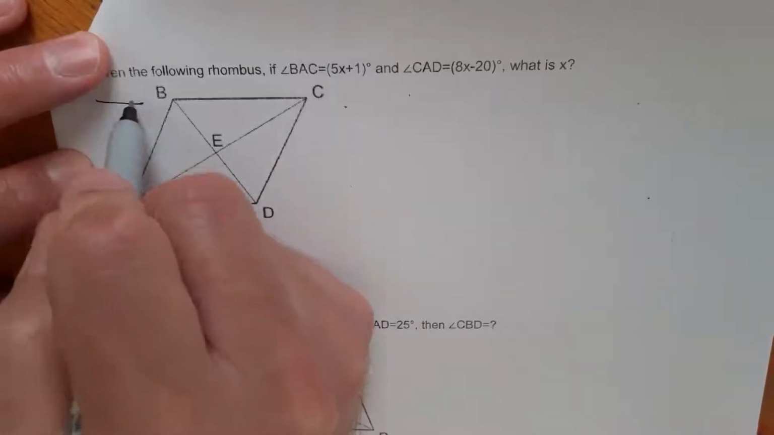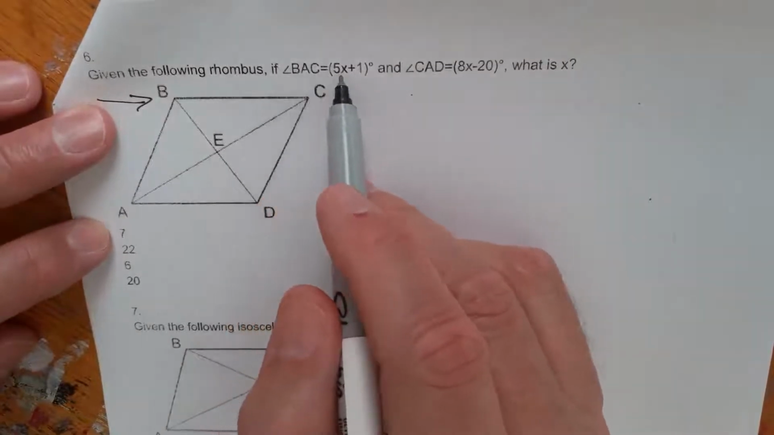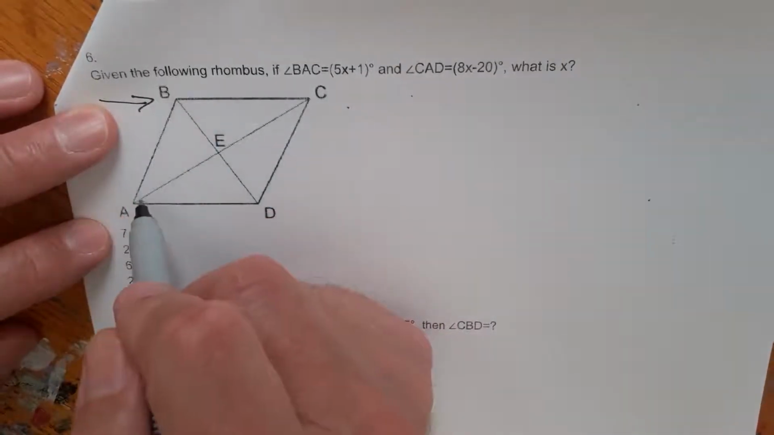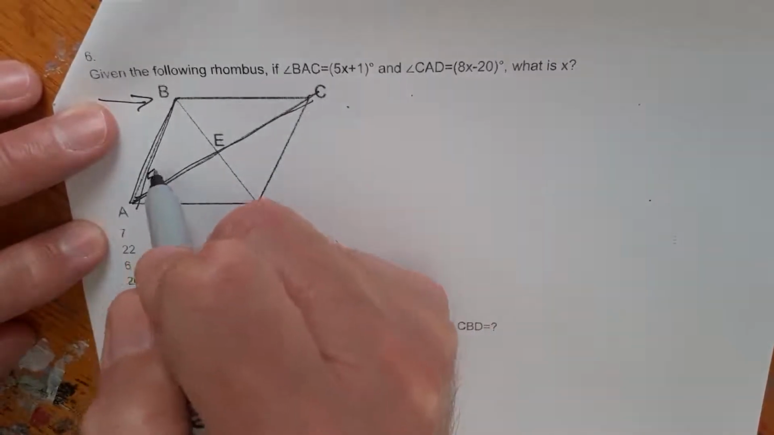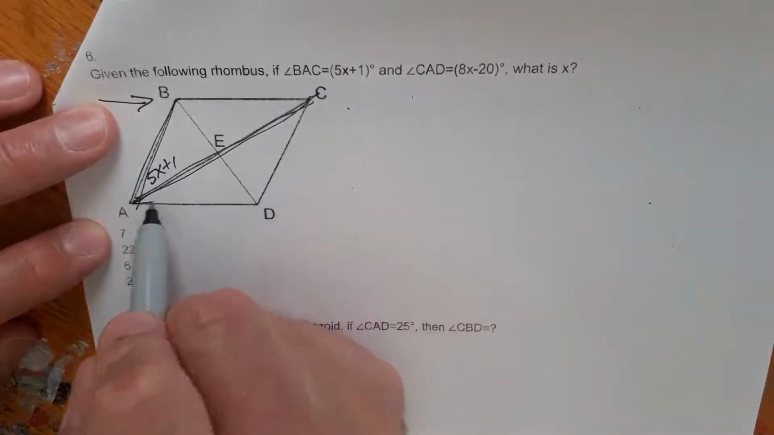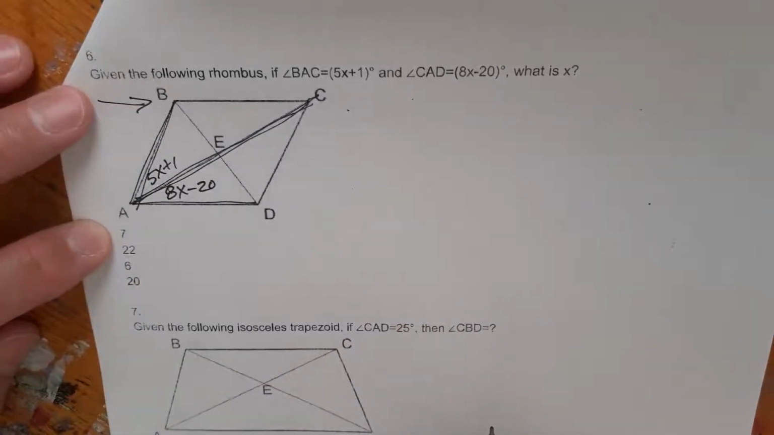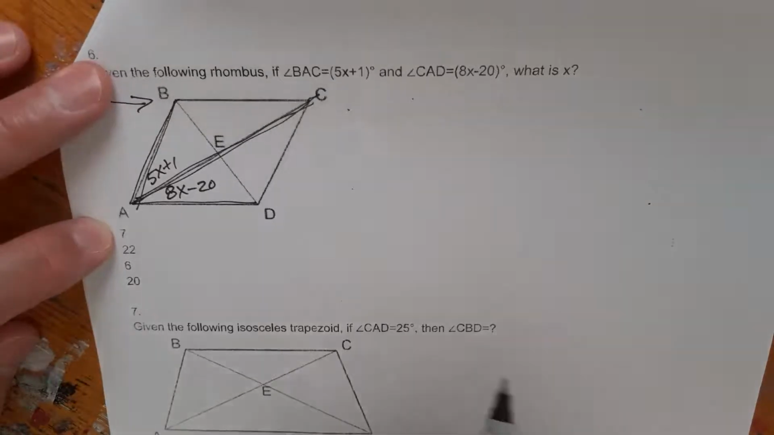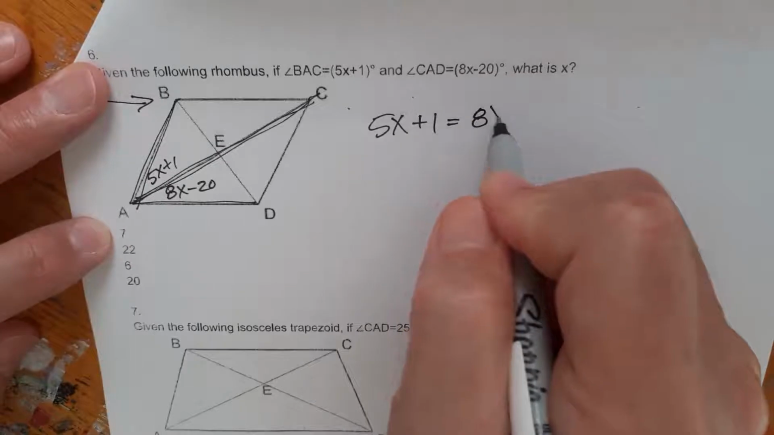All right, there we go. Focus a little. Given the following rhombus, a rhombus is a pushed over square, almost as if someone took a square and pushed one side over. Angle BAC is 5x plus 1. Where is BAC? Here we go. BAC is 5x plus 1. And CAD is 8x minus 20. All right. So we're trying to figure out what these are. Oh, they're equal. So we're putting them equal to each other. All right. 5x plus 1 equals 8x minus 20.